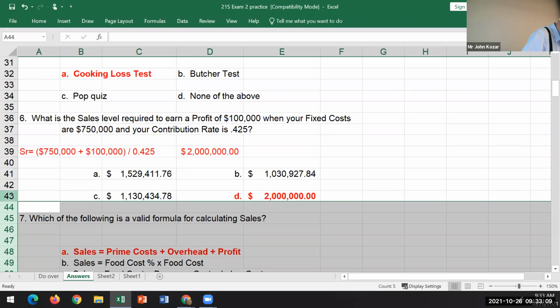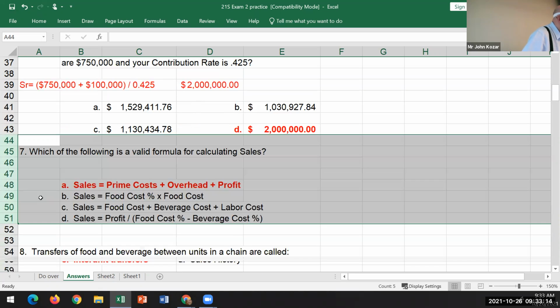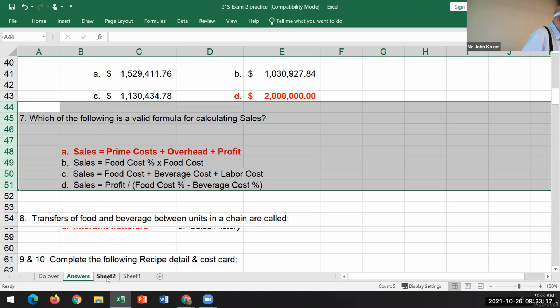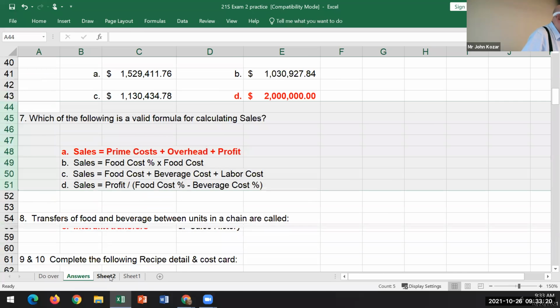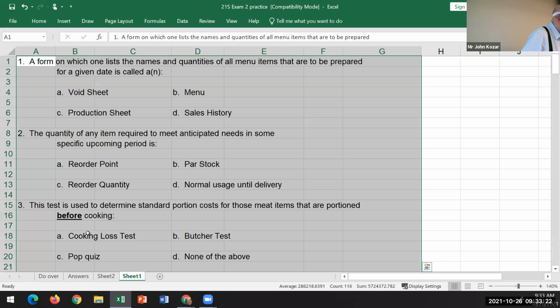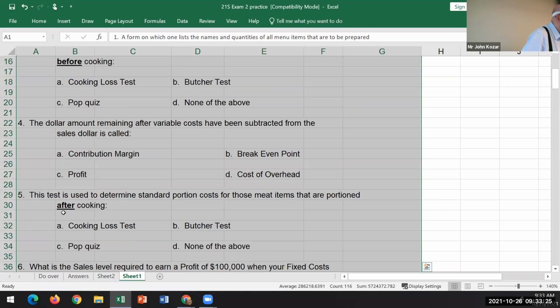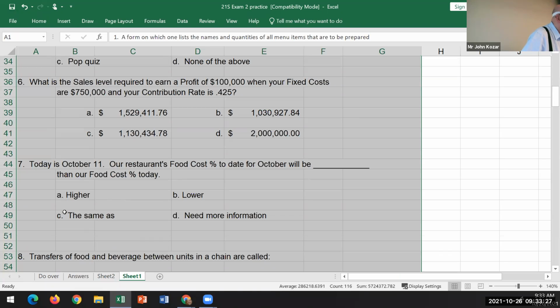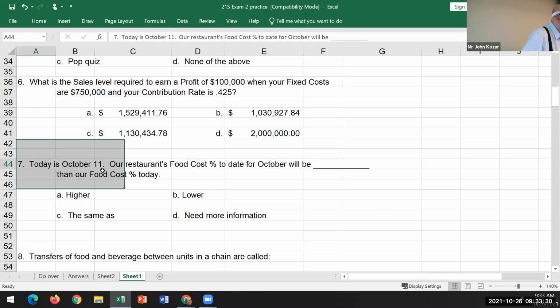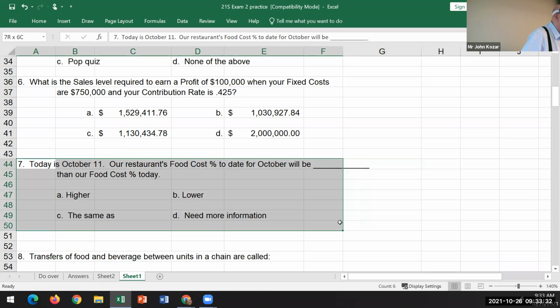Where is that question? Oh, that's nice. Okay. There it is. Okay. So, you did not have this question, but it was supposed to be on there. So today is October 11th. Our food cost to date for October will be.